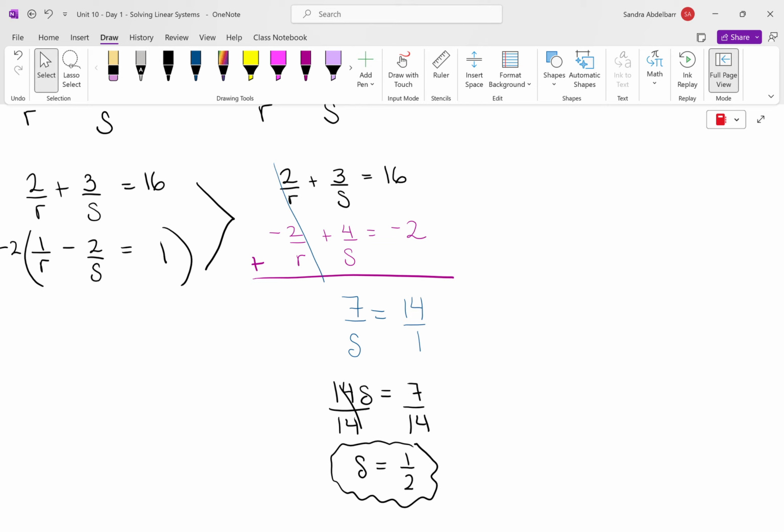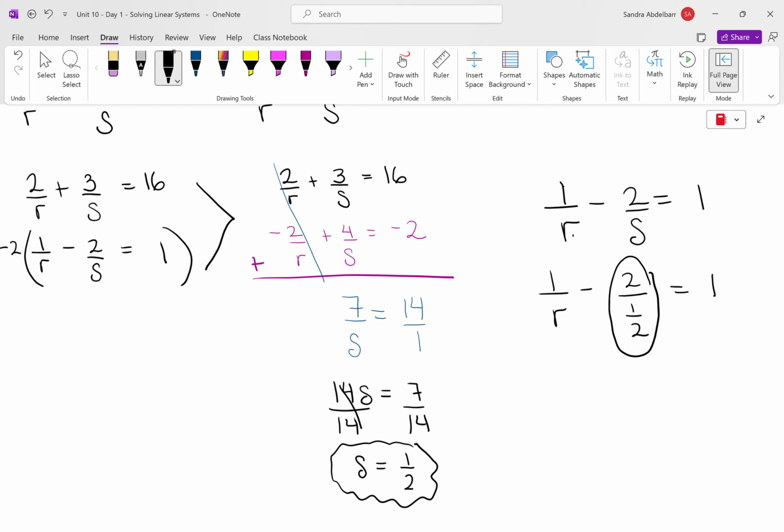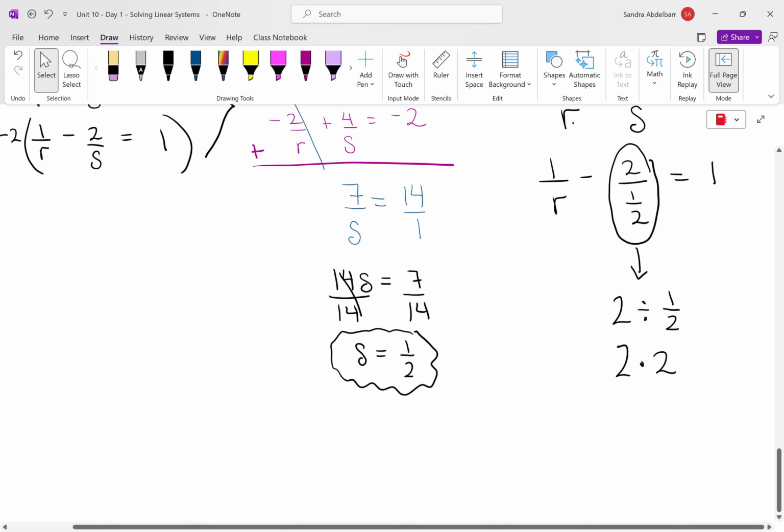This is going to be the part that takes a little bit more algebra skills. So I'm going to go back into one of my equations. It really doesn't matter which one. What was it? I solved for S. We'll do the 1 over R minus 2 over S equals 1. So I have 1 over R minus 2 over a half equals 1. Can I simplify this 2 over a half? Yeah, isn't this the same as saying 2 divided by a half?